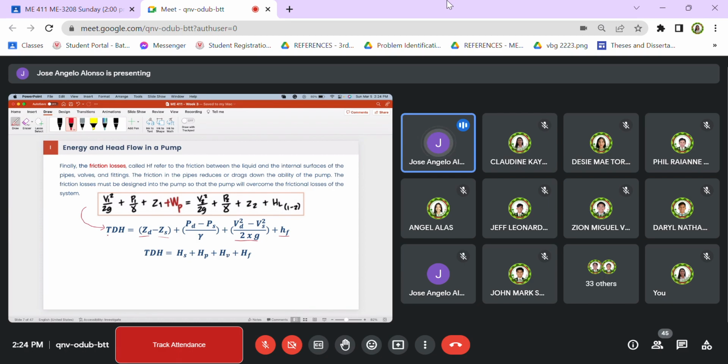So essential na makuha si total dynamic head kasi makakatulong to determine what we call the power ng fluid. Then later on, makukompute natin sa fluid power, then brake power, then motor power. So malalaman natin yung right sizing ng motor, kung ano yung motor rating na i-apply natin o nabibilihin natin. Pati yung proper sizing din ng ating pump, kung ano yung pump rating na bibilihin natin.